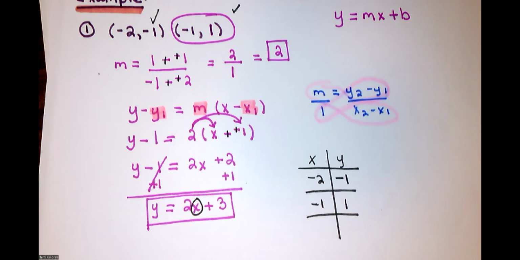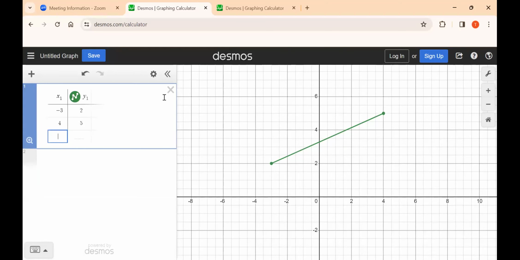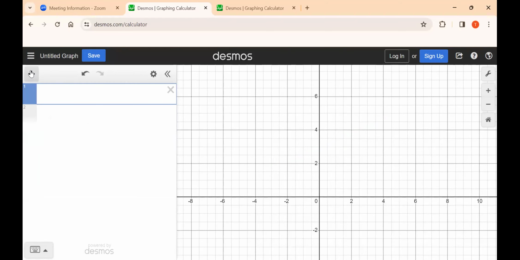So when I go back to the calculator, I'm going to go ahead and make a table, and you might want to do this when you do your assignment. I'm going to put a -2 and a -1, and then I've got a -1 and a 1.